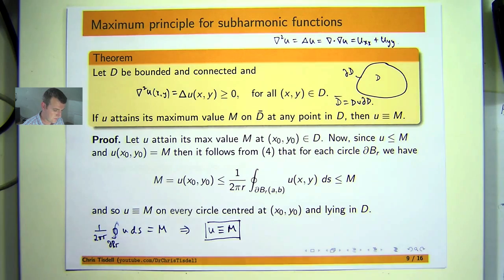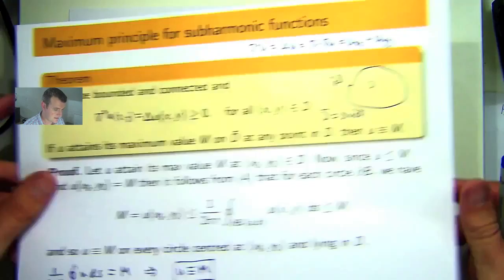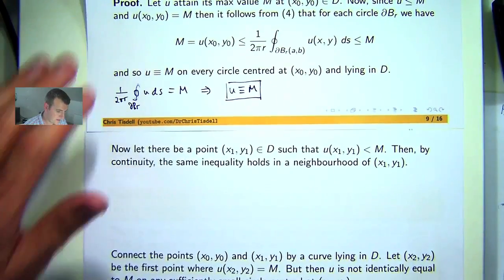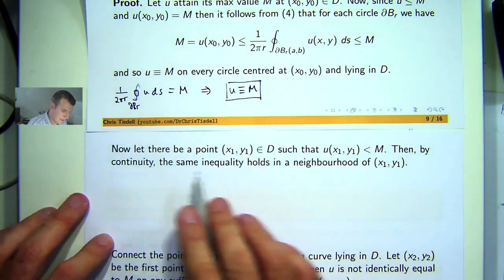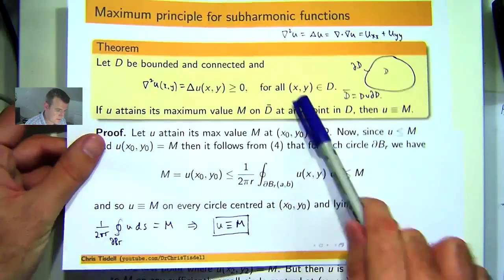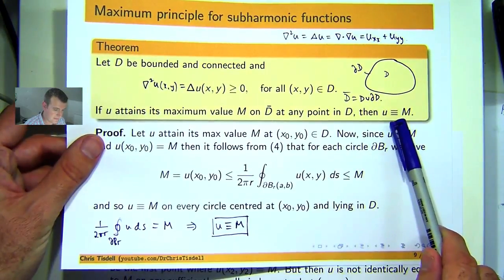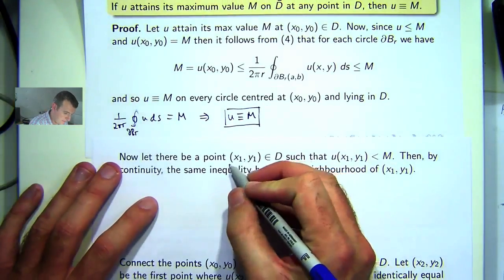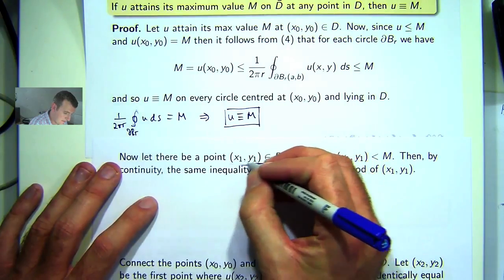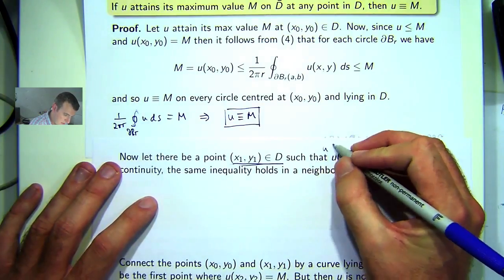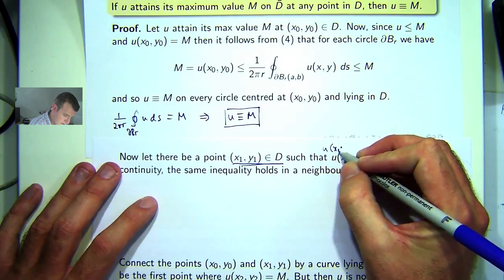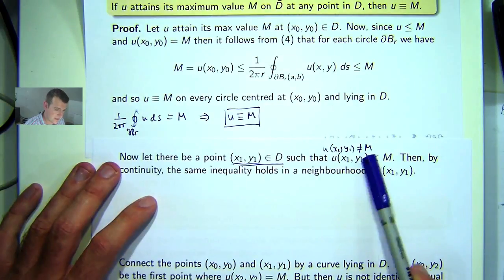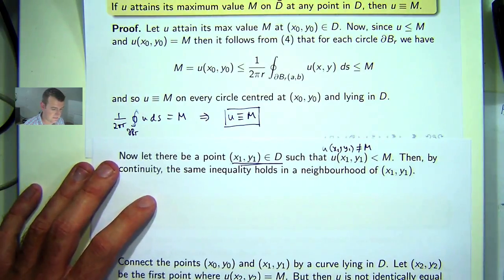Okay, so let's then start the argument where we look for our contradiction. Let's assume this holds, but this doesn't hold. So there's some point lying in our set D such that u is not equal to m, and just for definiteness, let's assume it's less than m.